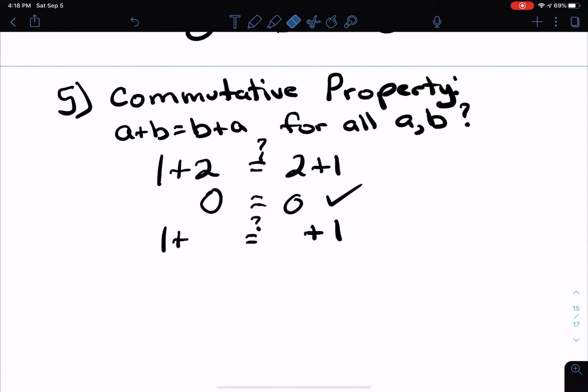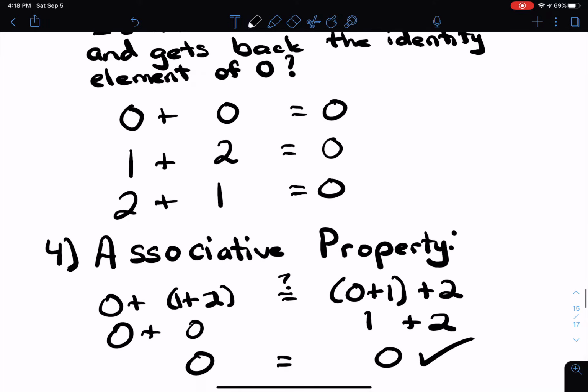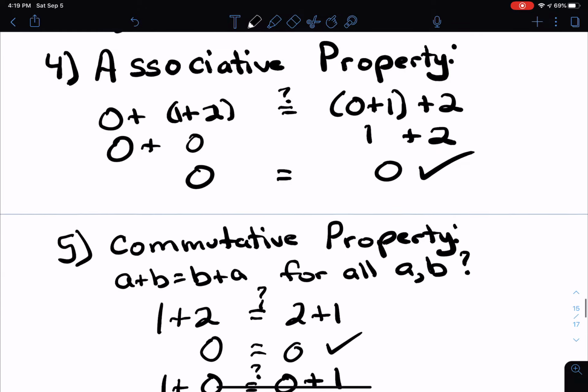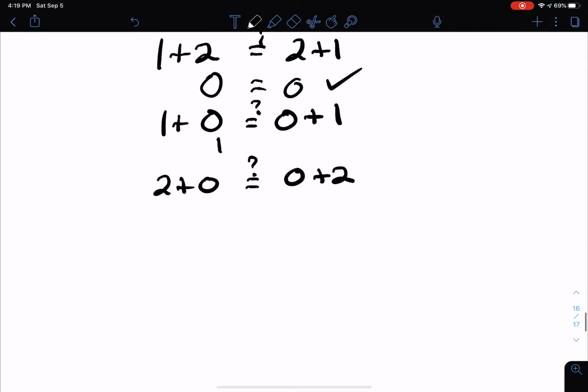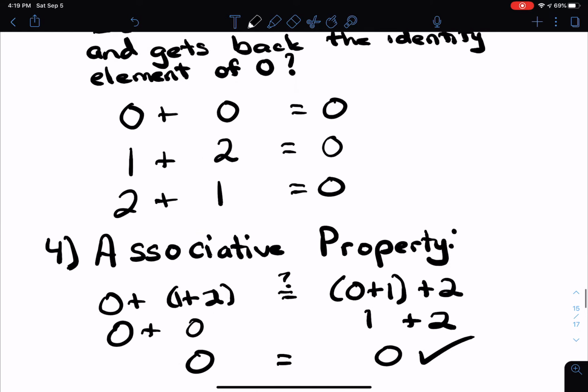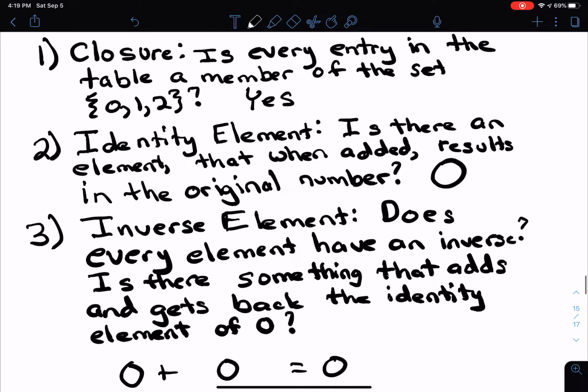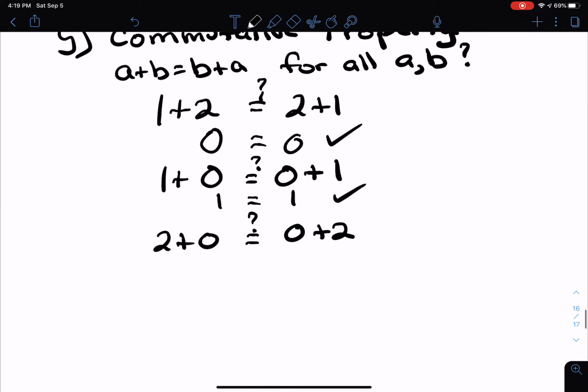Let's do 1 plus 0, 0 plus 1. So 0 and 1, 1 and 2, 0 and 2. Can we do 2 plus 0 and get the same thing as 0 plus 2? All right, let's do 1 and 0, 0 and 1. 1 plus 0 is 1. 0 plus 1 is also 1. So yes, that comes out to 1 and 1. So 1 equals 1. Yes. And then 2 plus 0 is 2. 0 plus 2 is also 2. So yes, that works out as well.